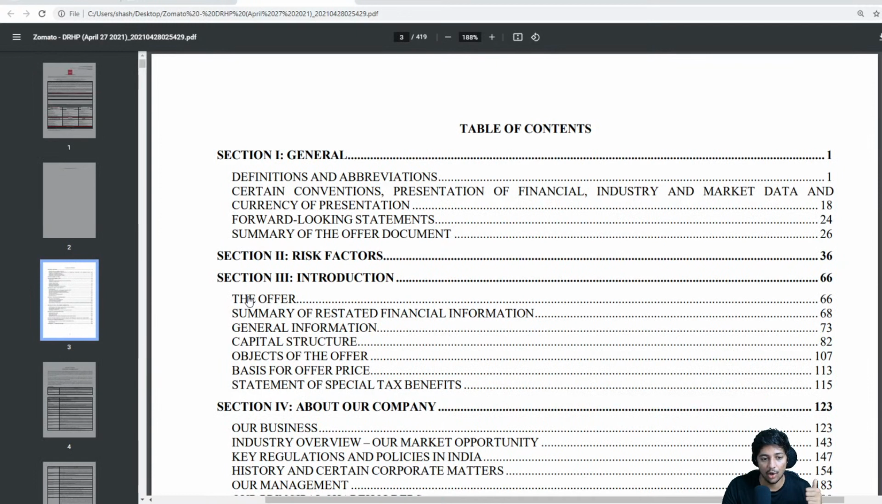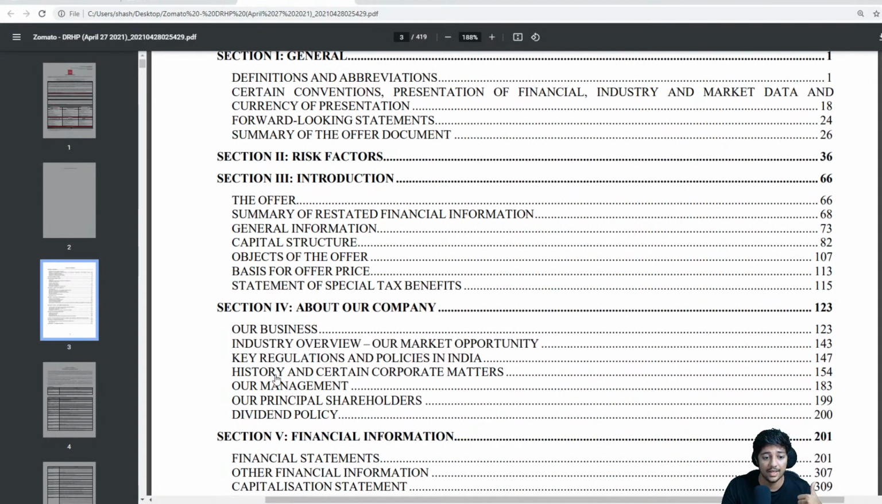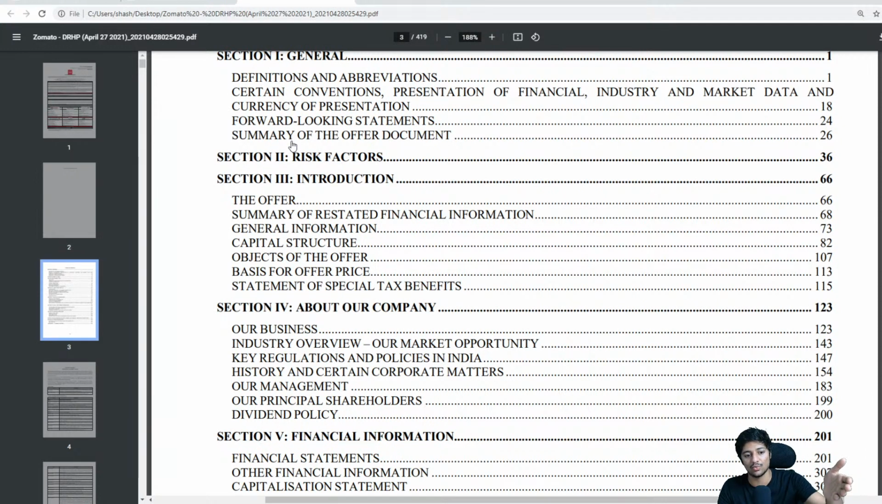We finished the offer. Then we also finished our business and did the industry overview of that. And we went to our management and looked at our management. That's it. To reiterate, so you don't forget: in Section 1 we looked at the summary of the offer document. Section 3 we jumped to and said we didn't have to go through it so much because everything was looked at in Section 1. Then we jumped to Section 4, where we looked at our business, industry overview, and our management.